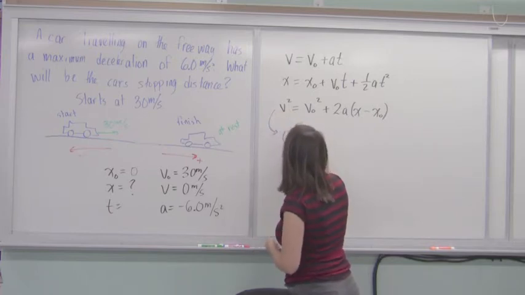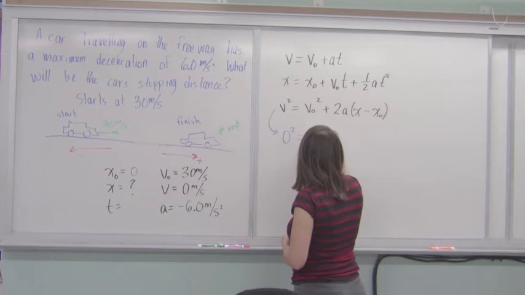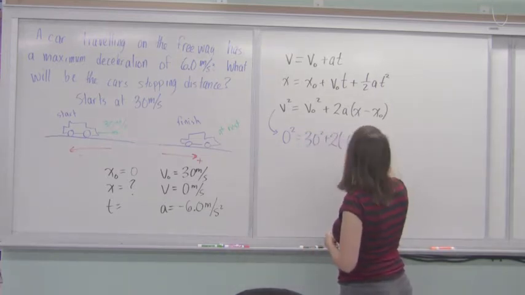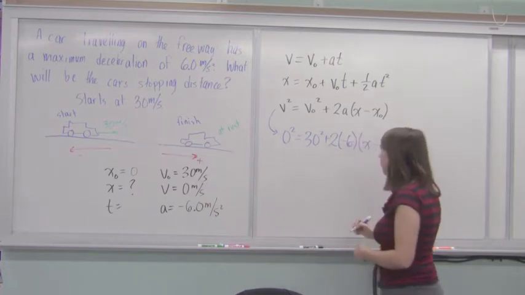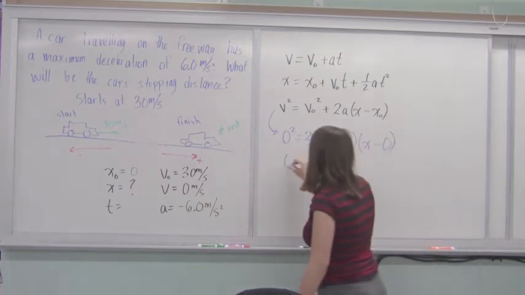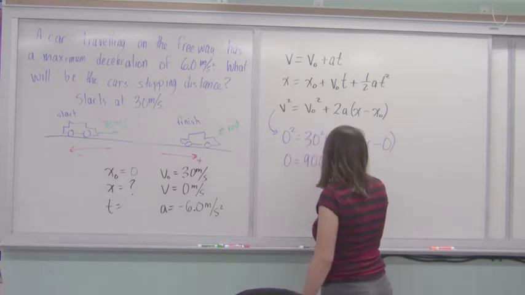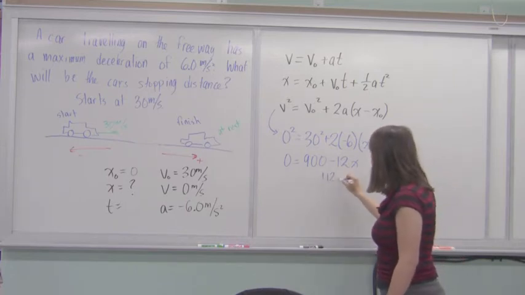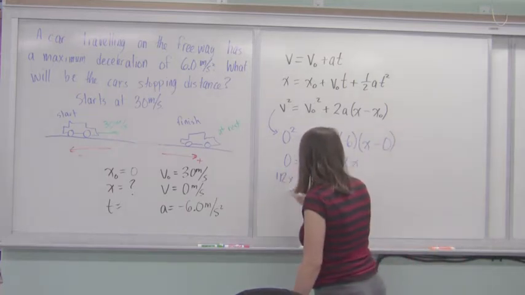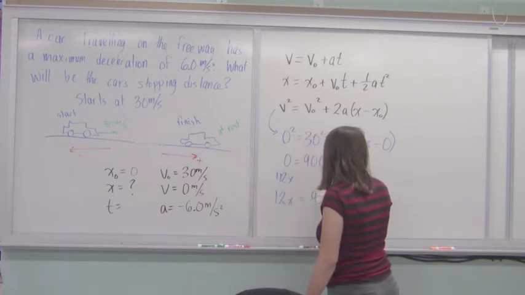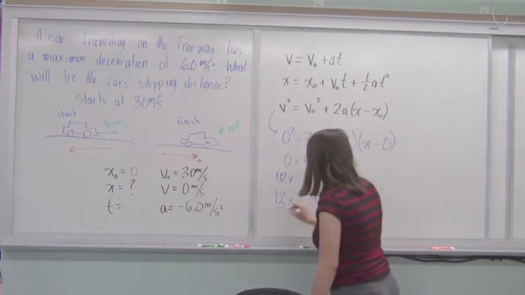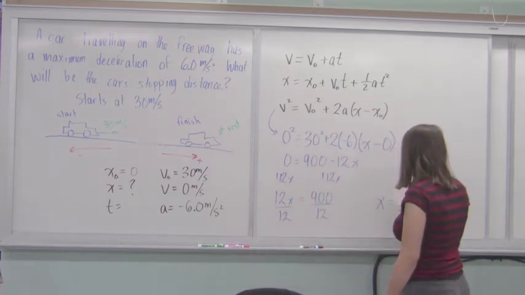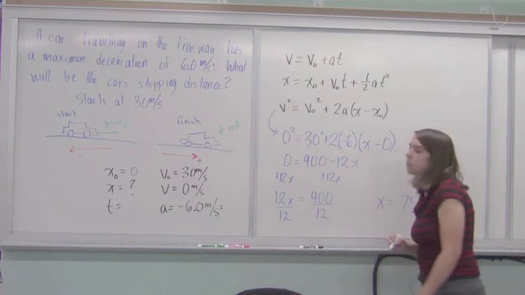So I'll go 0 squared is equal to 30 squared plus 2 times negative 6 times x minus 0. So I get that 0 is equal to 900 minus 12x, basically. I'll add 12x to both sides, and I'll get 12x is equal to 900. And if I divide both sides by 12, I get that x is equal to 75 meters.